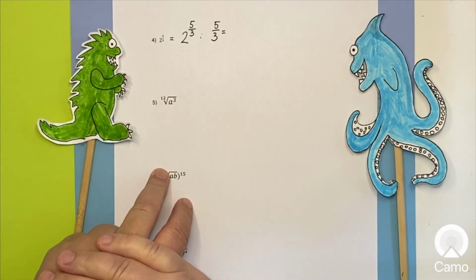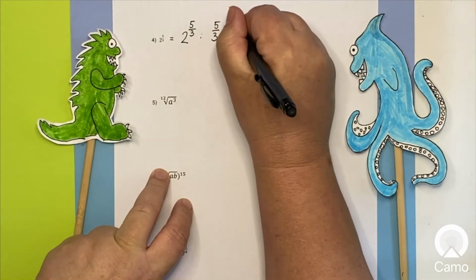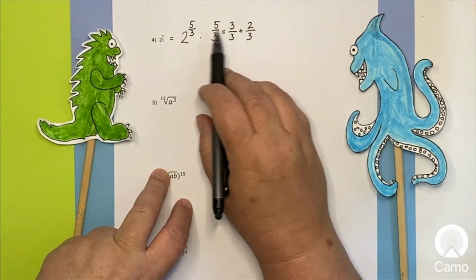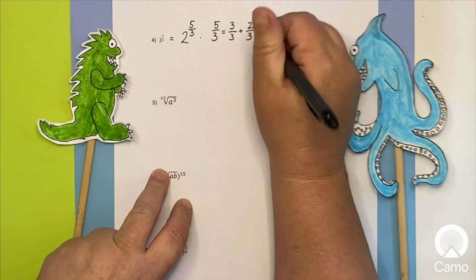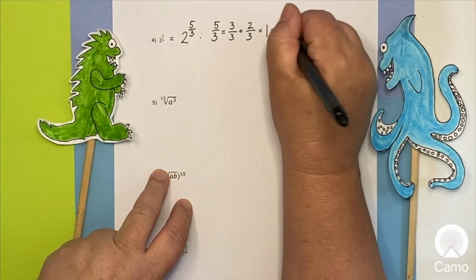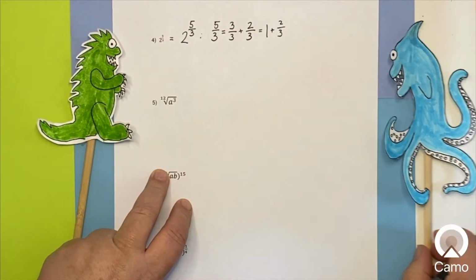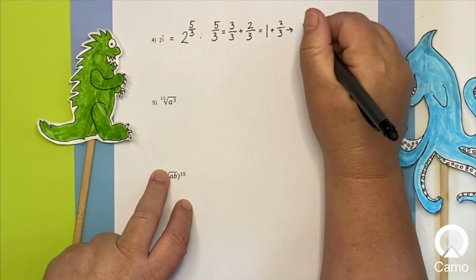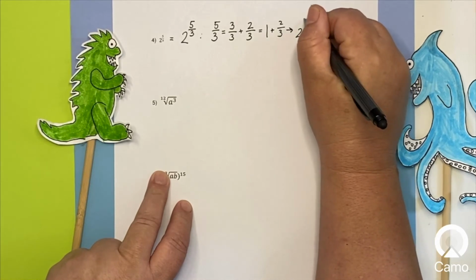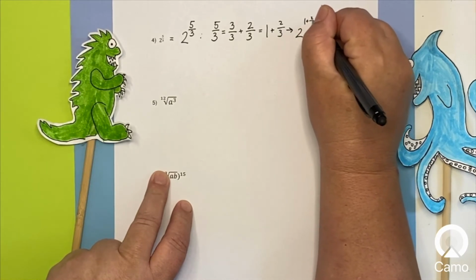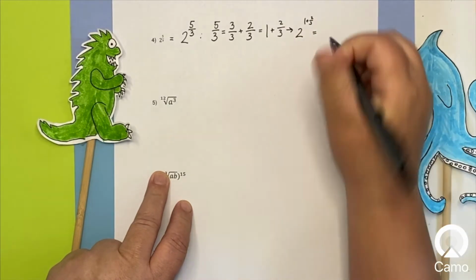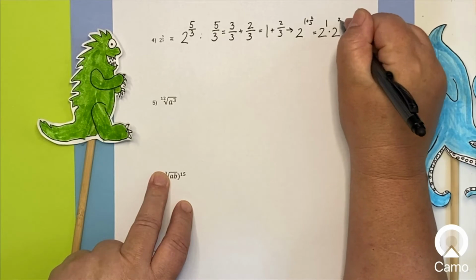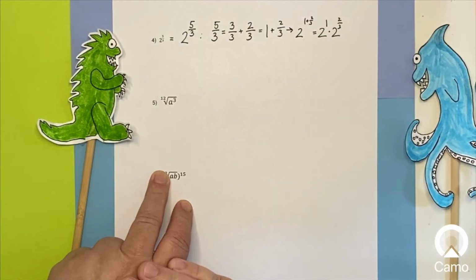So first thing we want to do is maybe take a look at 5/3. 5/3 can be broken down into 3/3 plus 2/3, right? Because 5 breaks down into 3 plus 2. And that's 1 plus 2/3. So what does that represent? Well, we can look at it as 2 to the 1 plus 2/3, which means this is 2 to the first times 2 to the 2/3. We can split them up.